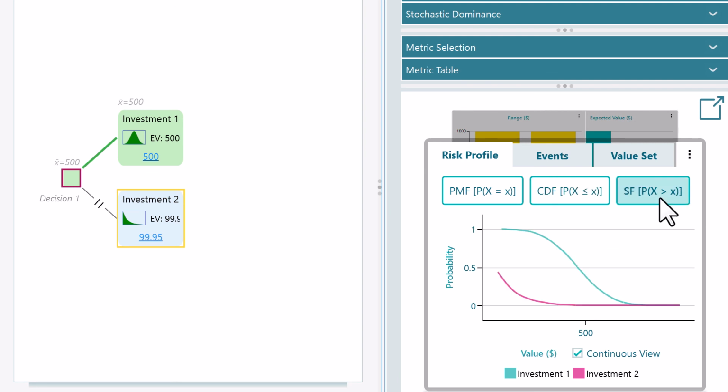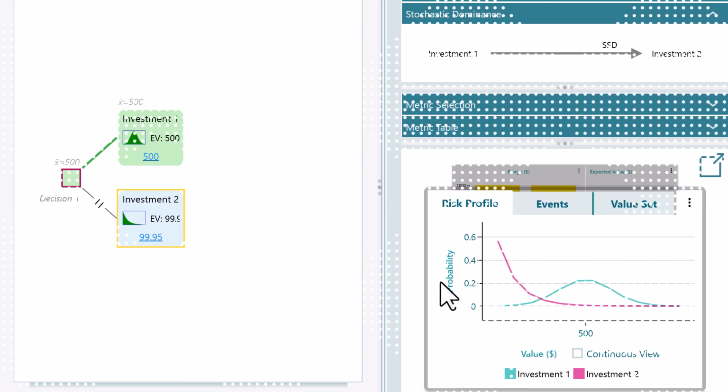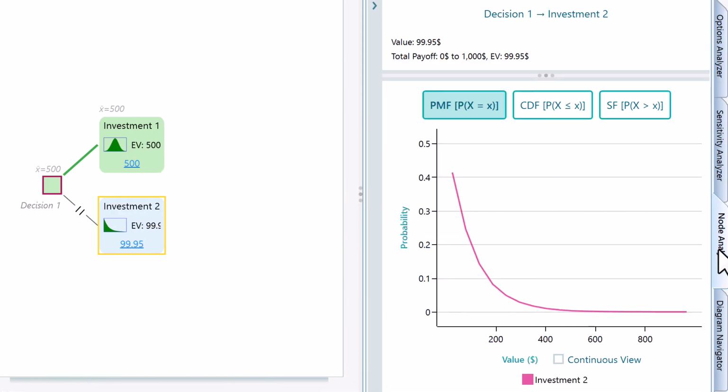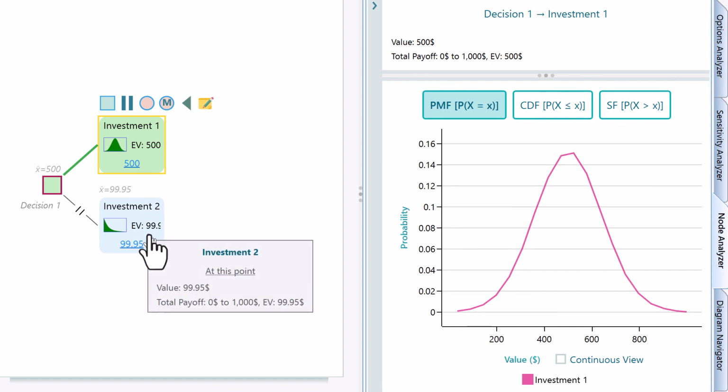You can get a node analysis for any node in a tree you are interested in. If you select a node and expand the Node Analysis tab, you will see the risk profile just for that selected node.